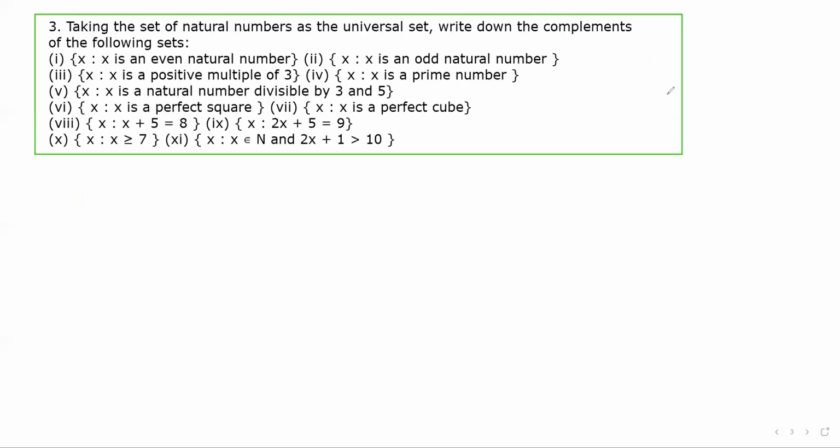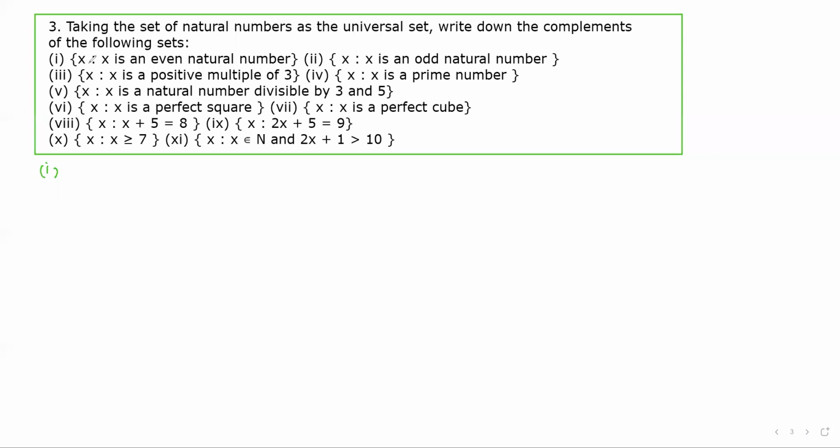Taking the set of natural numbers as universal set, write down the complements of the following sets. So taking the set of natural numbers as universal set, U is given to be natural numbers. You have to find the complements of the following sets. Since the questions are written in set builder form, your answer should also be written in set builder form.